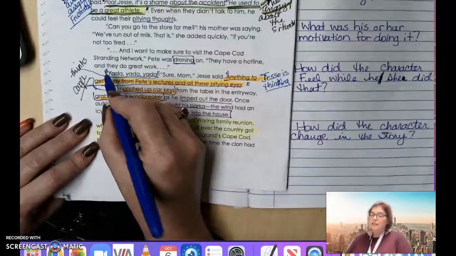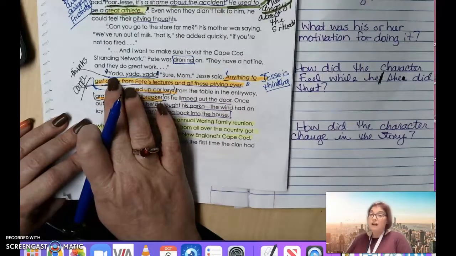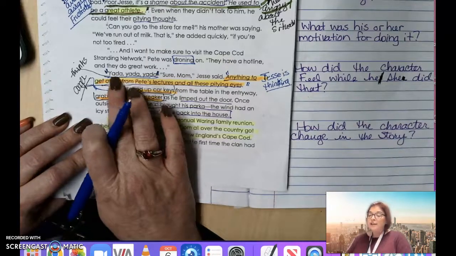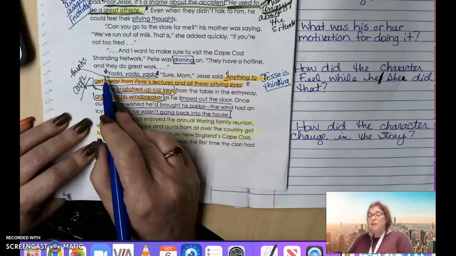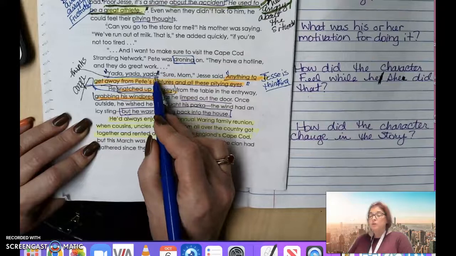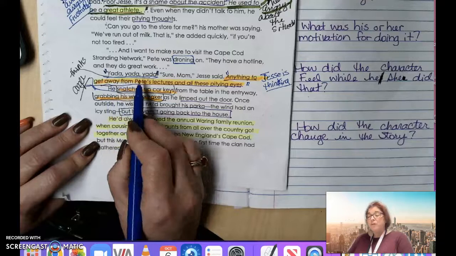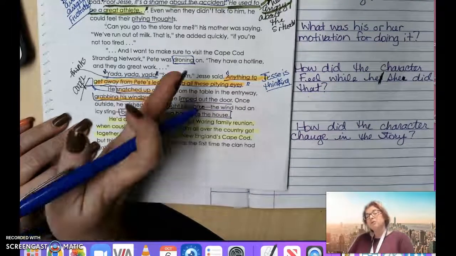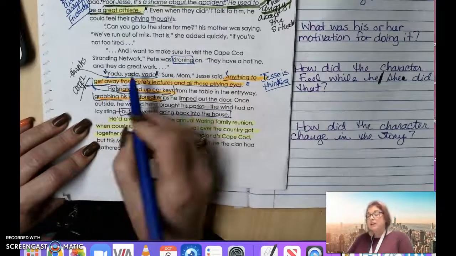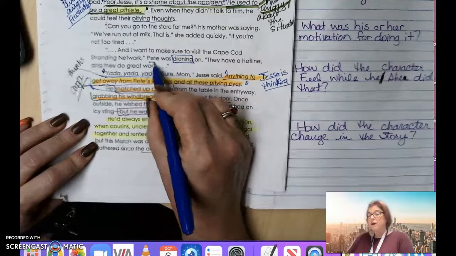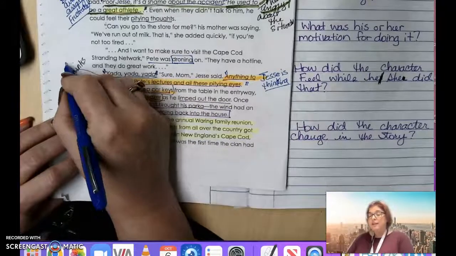Here is what Jesse is thinking here, right? I noticed this first period. I have not noticed this before. Jesse, this is what he's thinking in his head, and it should be in quotation marks because this is what he's thinking in his head. But the author who wrote this chose to put it in italics, those slanted words. So now I can understand he's saying Pete was droning on, yada, yada, yada. This is what Jesse thinks.